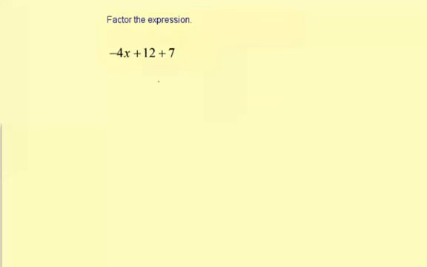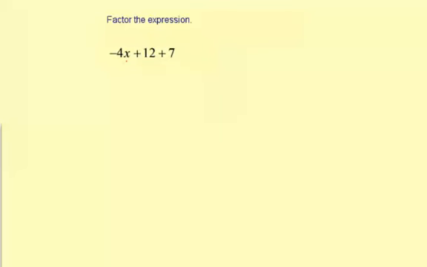Factor the expression. When we factor an expression, we want to look for common multiples within each term. And if we can find some common multiples, we can go ahead and remove those and then use parentheses to represent that the multiple has been removed. Let's take a look at this expression.